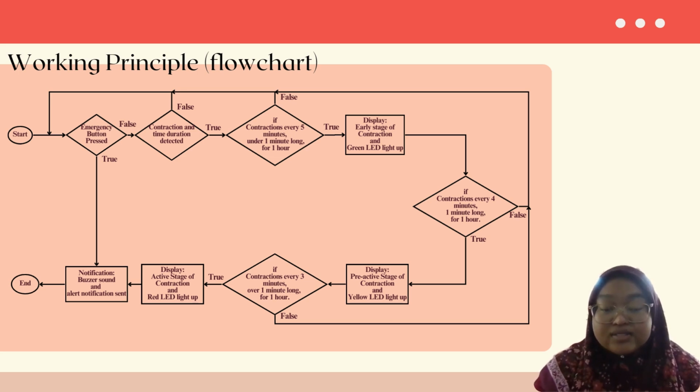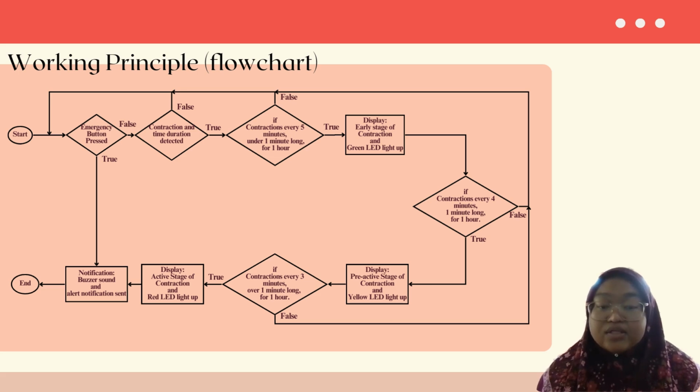How our device works is, once it detects a contraction, it will implement the 511 rule. This process will repeat 3 more times consecutively. Then the green LED will light up and the monitor will display early stage of labor. Next, the second rule, which is 411. We repeat this process 2 times consecutively. The yellow LED will light up and the monitor will display pre-active labor contraction.